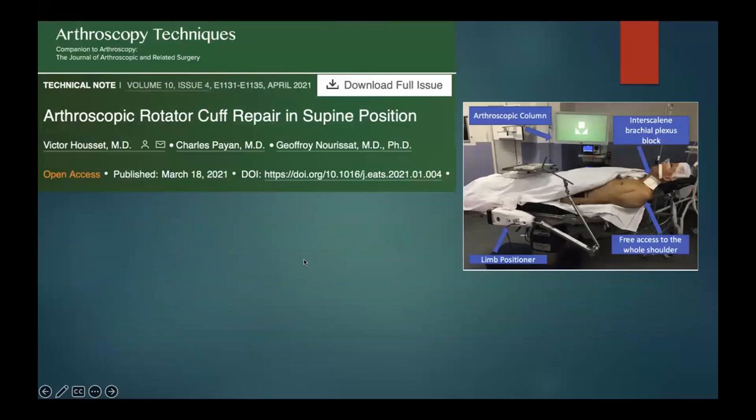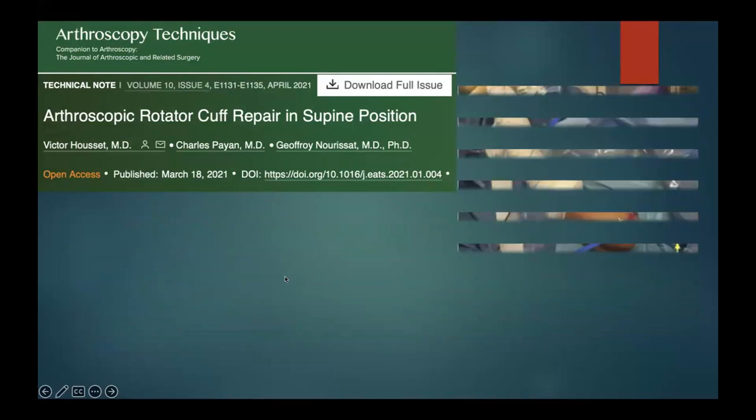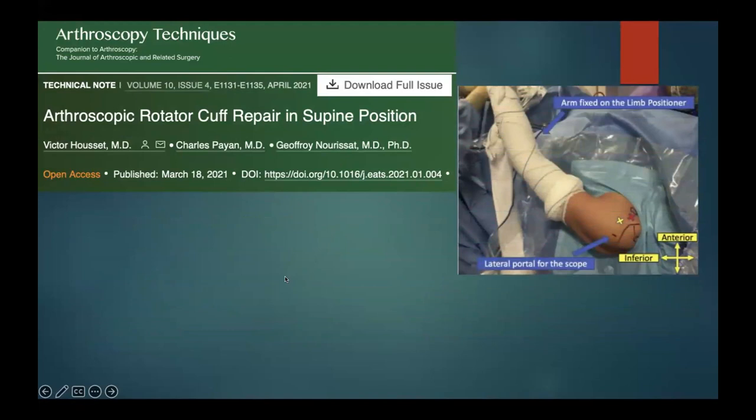In April 2021, Victor et al. published an article on arthroscopic rotator cuff repair in the supine position. To perform it in the supine position, the arm is fixed on the limb positioner to allow control of traction, forward elevation, abduction, and rotation during the whole surgery. The scope is introduced in the lateral portal to provide a direct view of the tear. An anterior and lateral portal can be used to pass the suture for the anchor positioning and tie the knots.